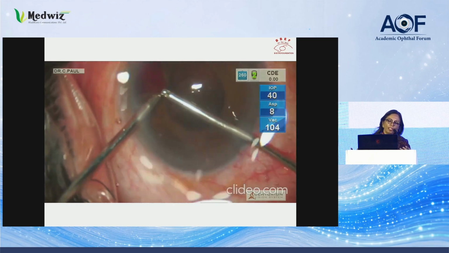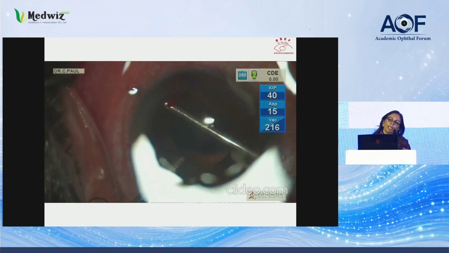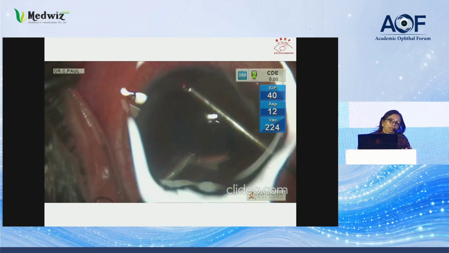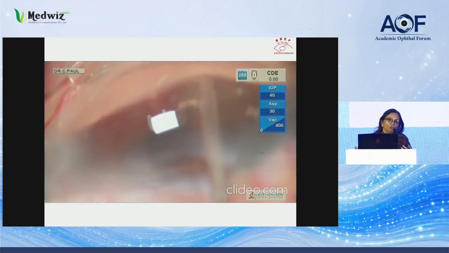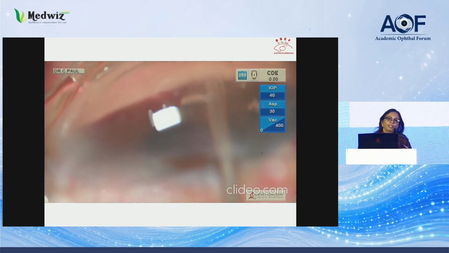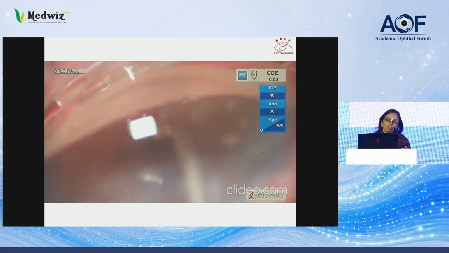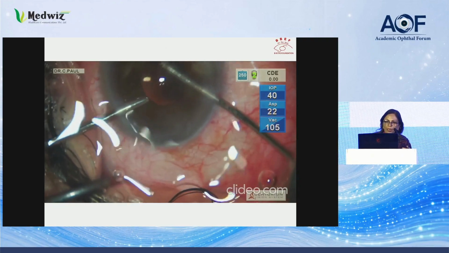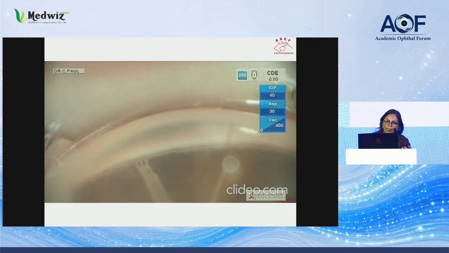You have to reverse the microscope, put the patient's head back, do your normal irrigation aspiration as you do following phacoemulsification. Then you'd again have to revert the microscope and go in again and implant it there and do a proper cleanup. This is the third one where look what happens again.